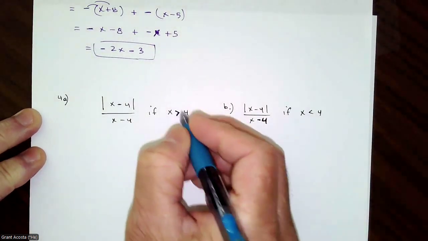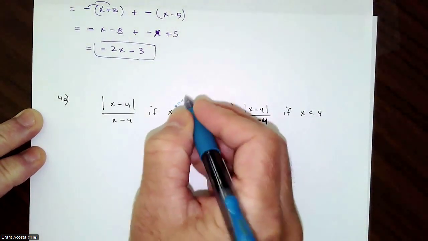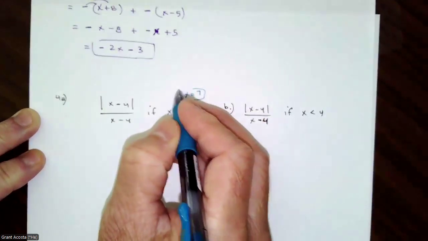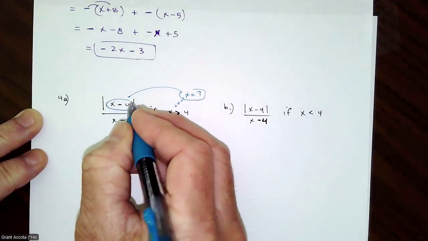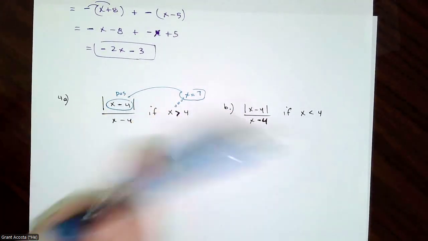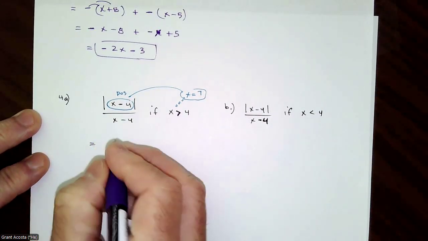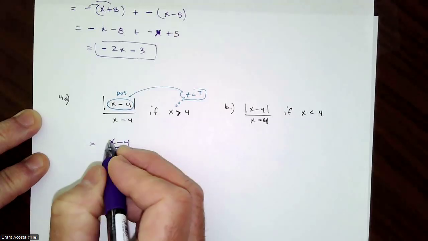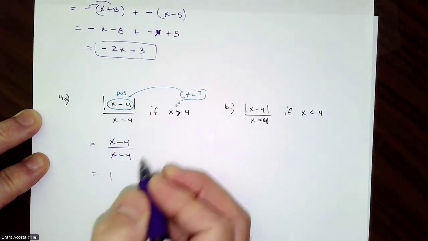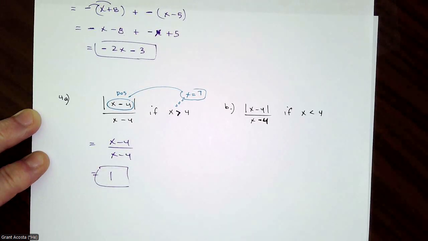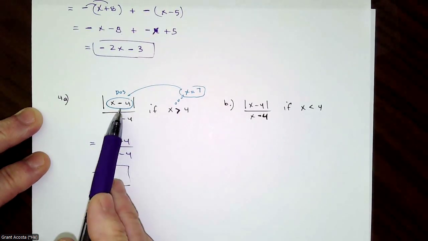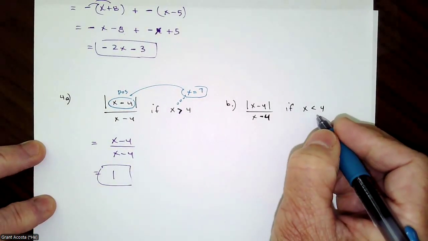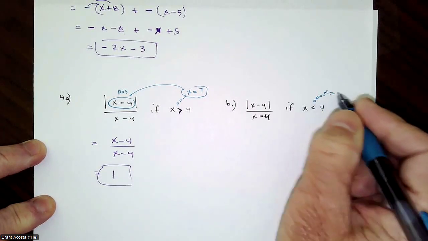Okay, if x is greater than 4, I could use 5, 6, 7, it doesn't matter, I'll use 7, I could use 100. If I put that in here, this is going to be positive, 7 minus 4. So I literally can just remove the absolute value, and x minus 4 over x minus 4 is 1, right? So what this says, if you use any number bigger than 4 and plug it in, you'll always get 1 here.